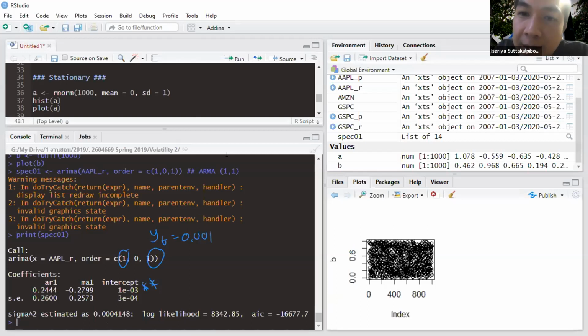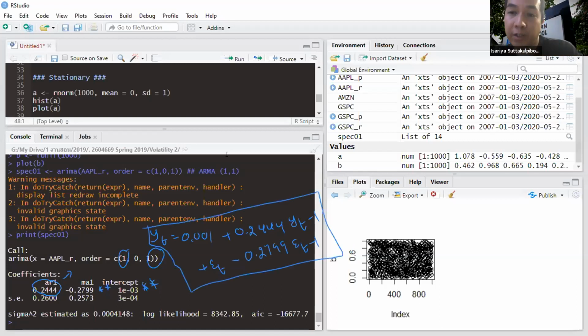This is the first number, plus 0.2444 Y_t minus 1, right? Because this is the AR1 component, the first component, the autoregressive component, the persistent component. Plus epsilon_t, and then minus 0.2799 epsilon_t minus 1. This is the equation that you can use to forecast the future returns, right?